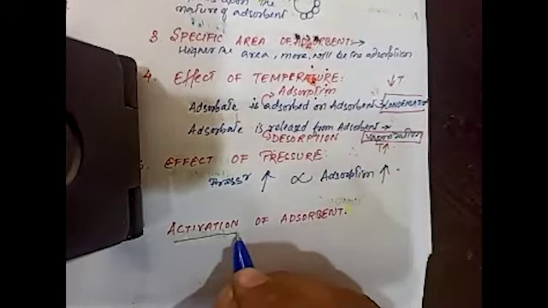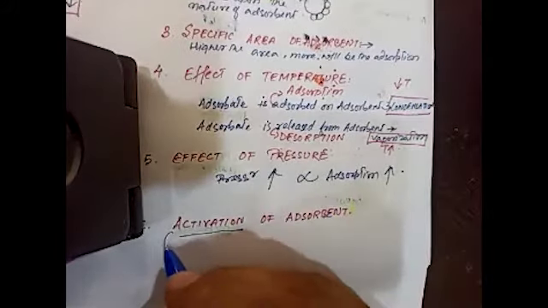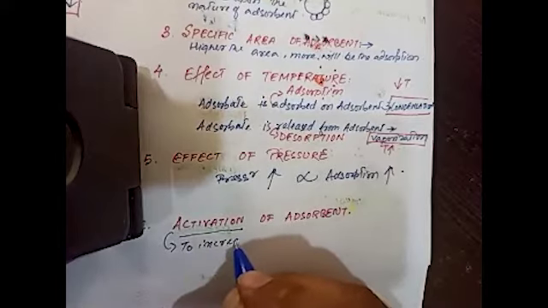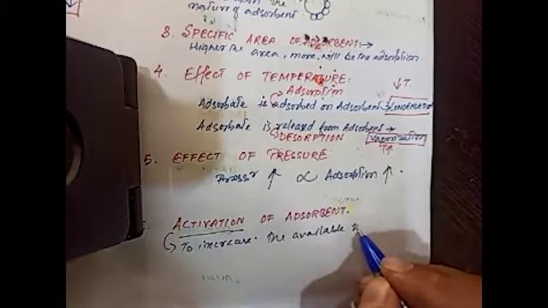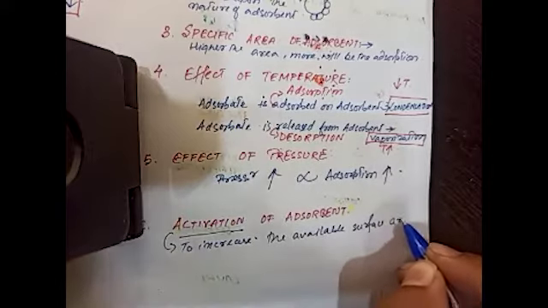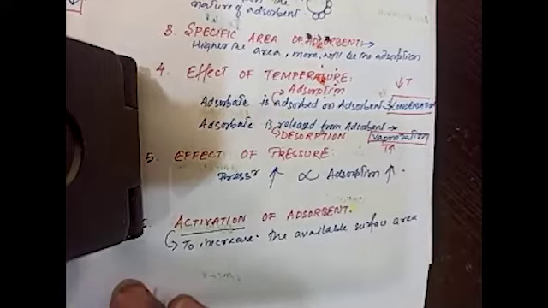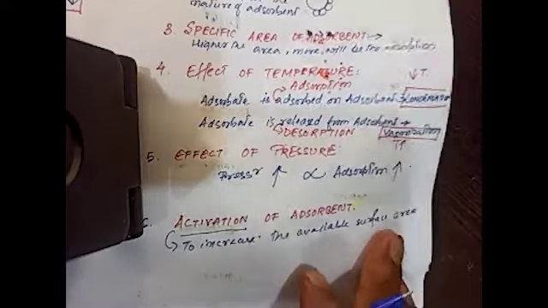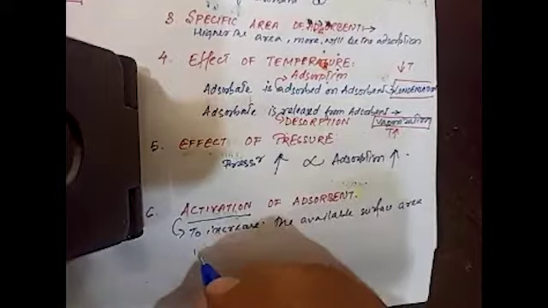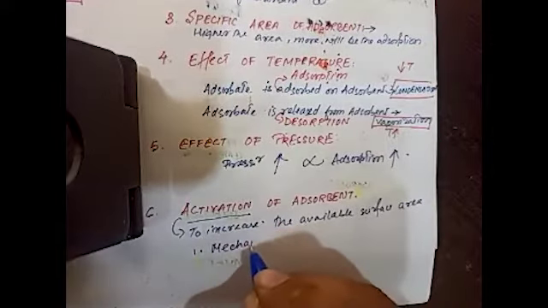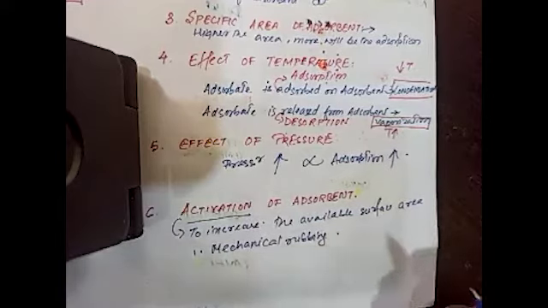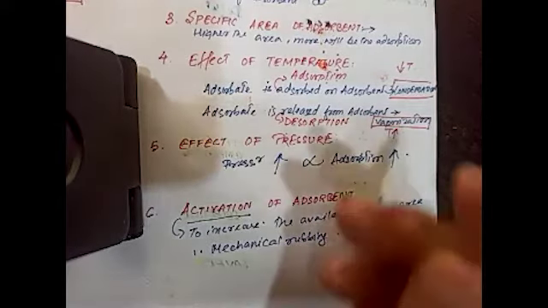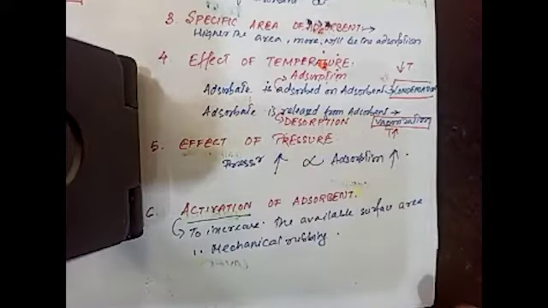ठीक है. तो एक्टिवेशन का मतलब सरफेस एरिया को इंक्रीज करना एड्सॉर्बेंट का, to increase the available surface area. तो ये इंक्रीज कैसे होगा? Number 1, मैकेनिकल रबिंग. थोड़ा घिस देने से भी साफ हो जाता है. ठीक है. So you can just rub the surface and it will become shiny. It will become ready to adsorb.